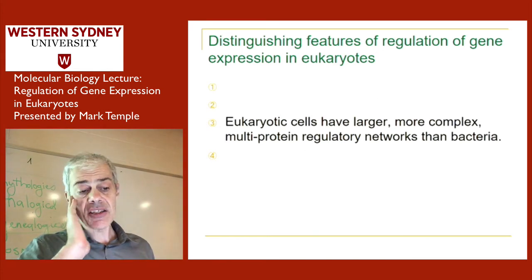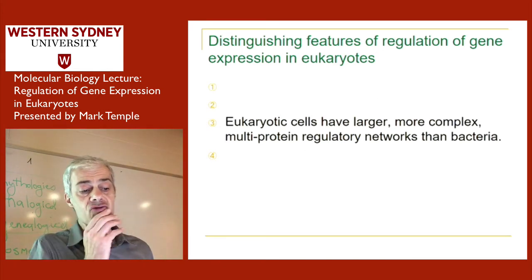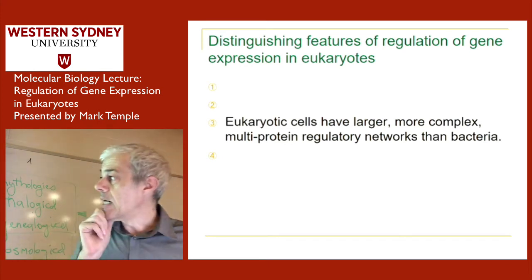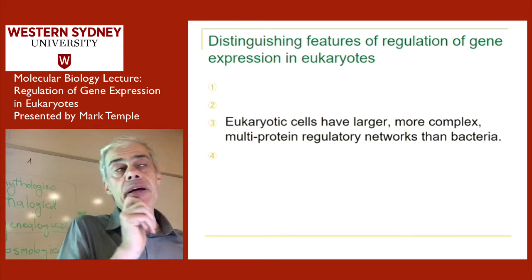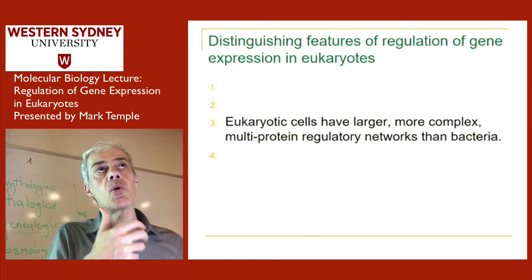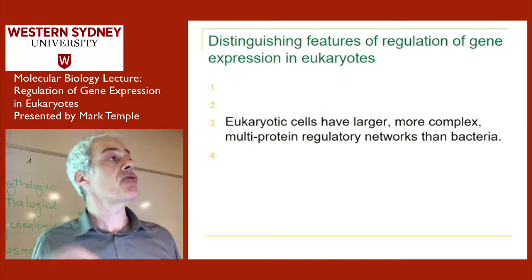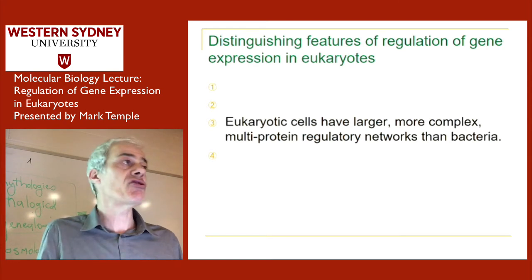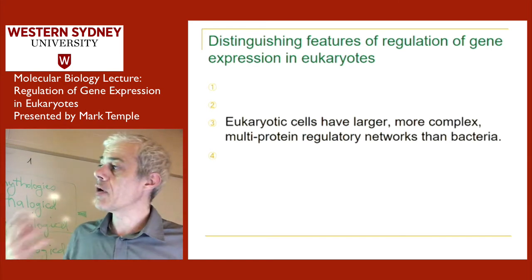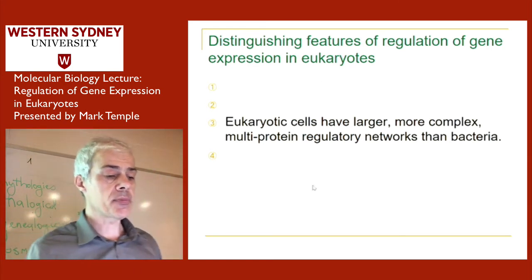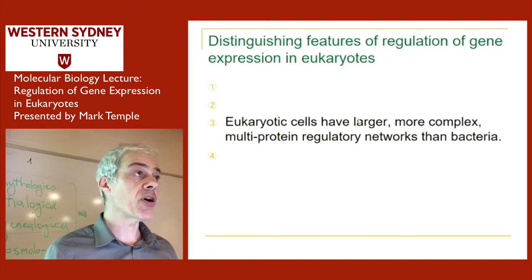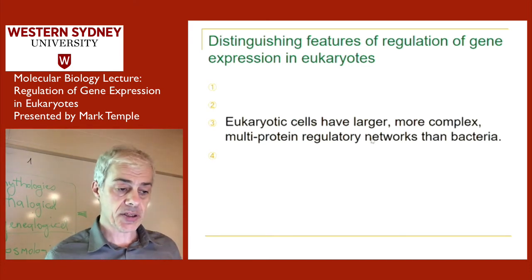Eukaryotic cells have a larger, more complex protein regulatory network. Effectively, because we've got more genes to regulate, we have more proteins involved in gene regulation. We've got more transcription factors, and we've also got other co-regulators and other proteins involved in the process as well.